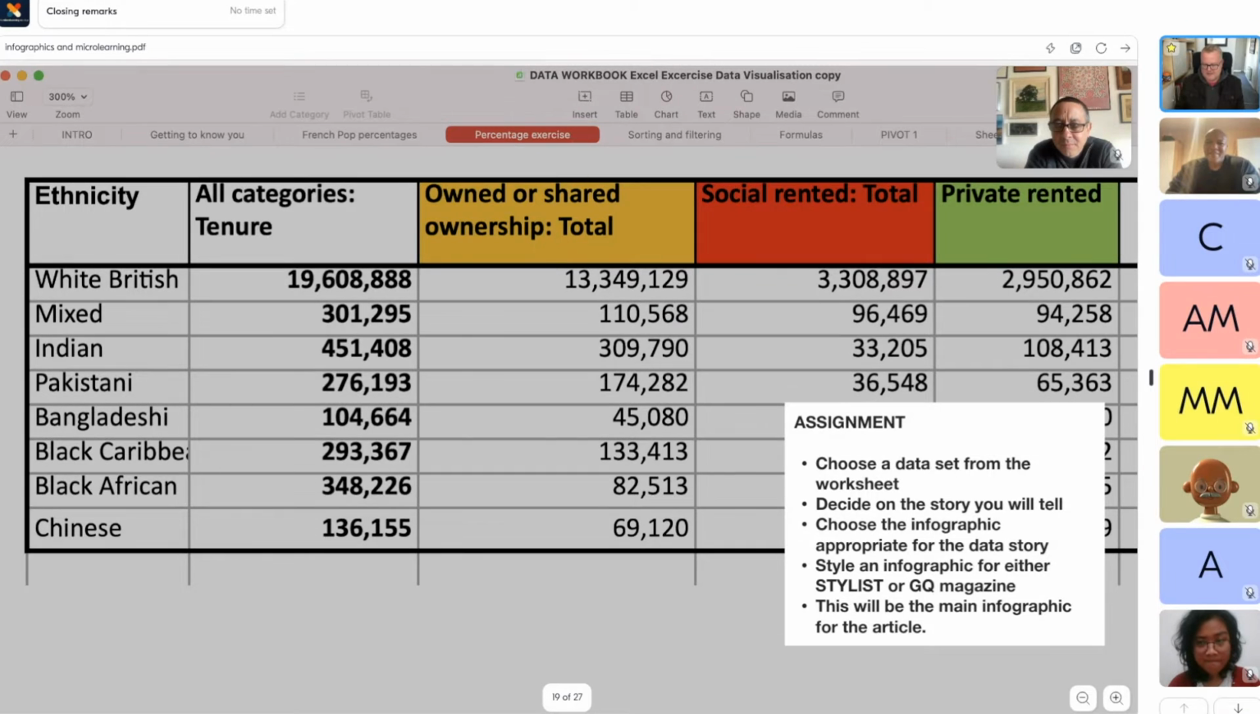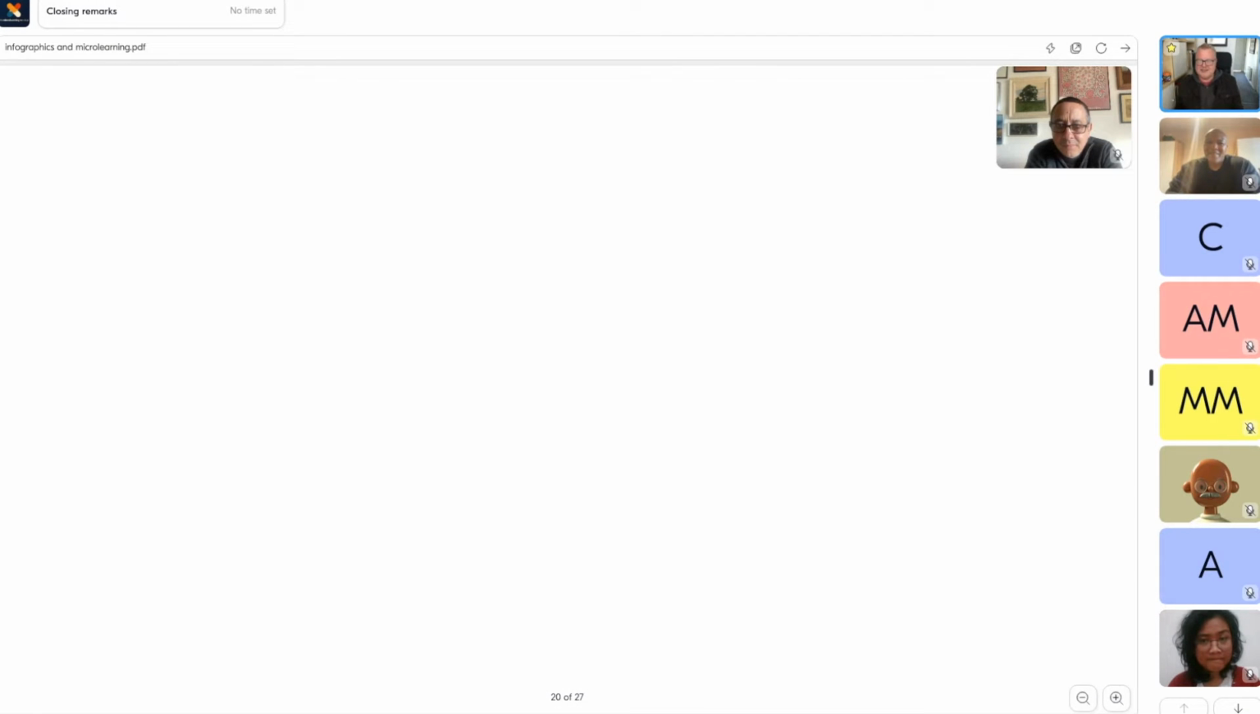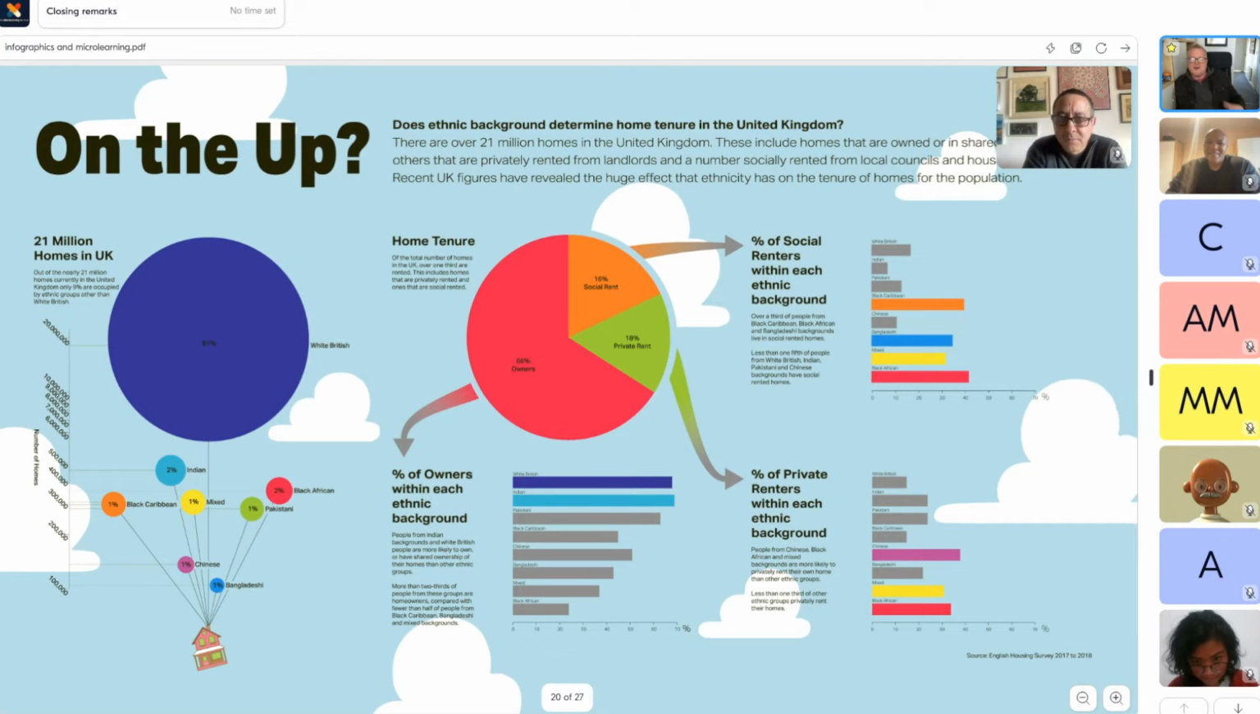Here it is. This is the infographic that I designed. It's going to take a while to load because it's a big picture. There it is. So from the data from those spreadsheets, I was able to extrapolate this information and try and present a story. The story that I was trying to tell was that of all the different ethnicities other than white British within the UK, the home tenure, your ethnic background, does depend on what type of house you live in.